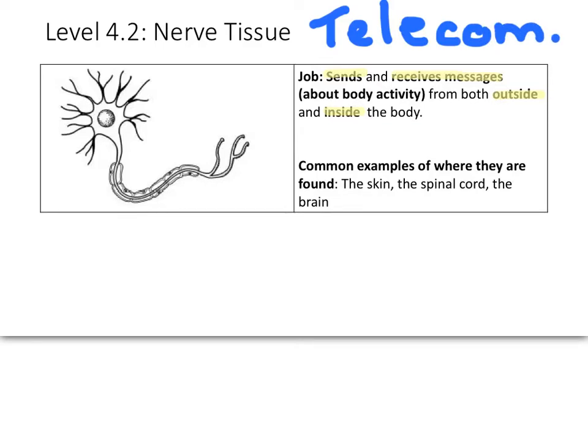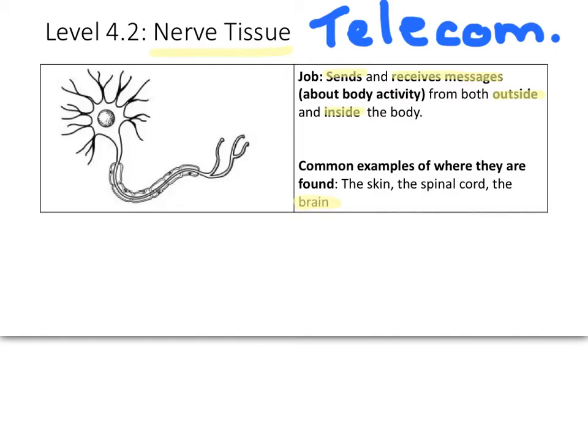Because they're sending and receiving all of these messages. And the prime example of nerve tissue is your brain. Your brain is a huge processing center. And all your brain does is get messages from all different parts of your body, inside and outside, making sense of these messages, and then relaying more messages. So nerve tissue, extremely important. You find it pretty much everywhere in your body, inside and outside.